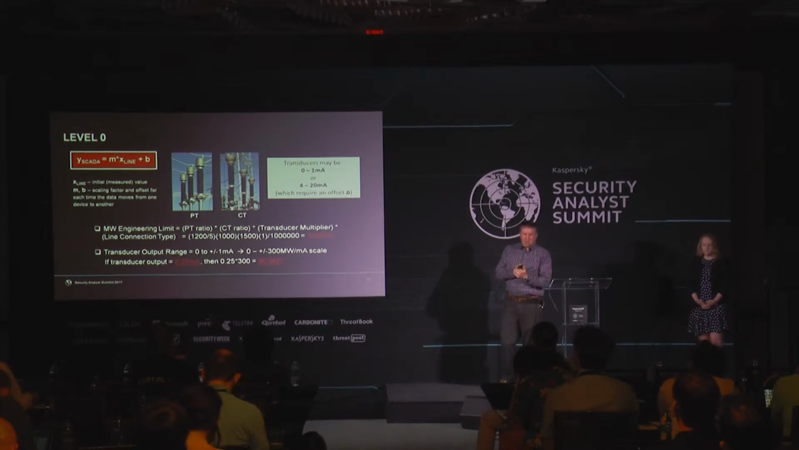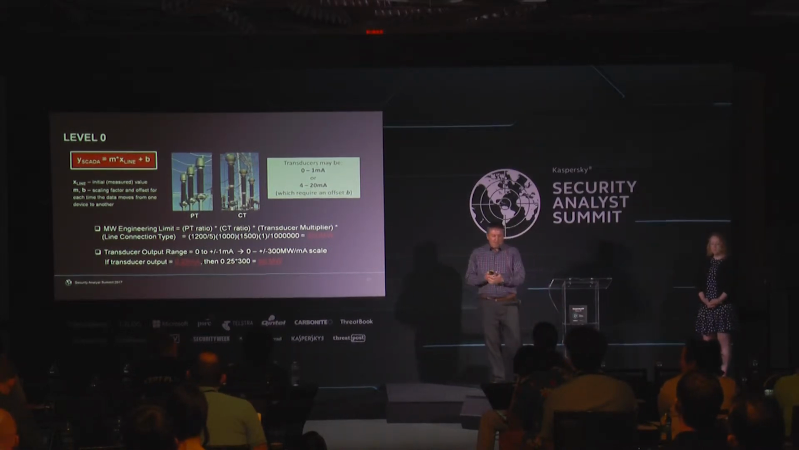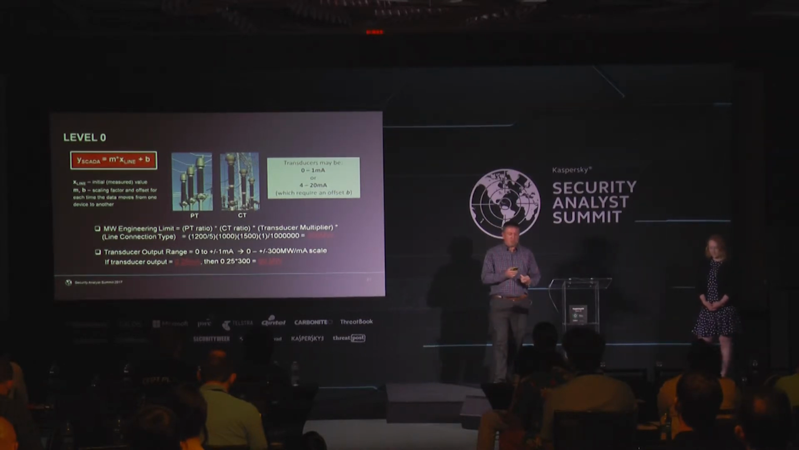So let's look at level 0. There's a picture of a PT and a CT. How many people have been in a substation before? Okay, good. So you've probably seen these before. The great thing about them is that the equation for all of this data transfer is basically linear algebra: y equals mx plus b. I won't read the calculations. If we know the CT ratio, the PT ratio, the transducer multiplier, and whether the transmission line is line to line or connected line to ground, then we can calculate how many megawatts the line can read. Then let's say our transducer reads from 0 to 1 milliamps.